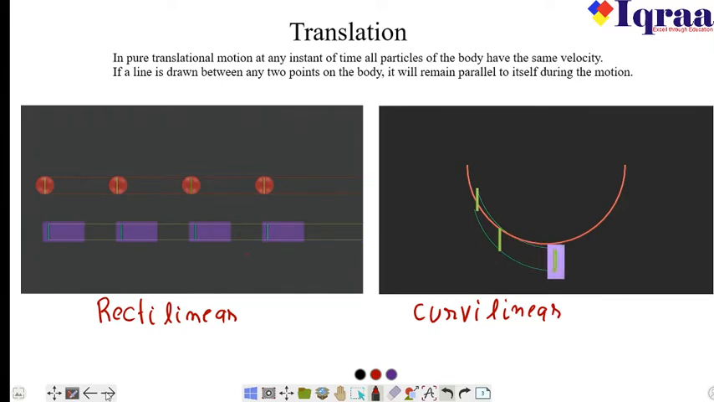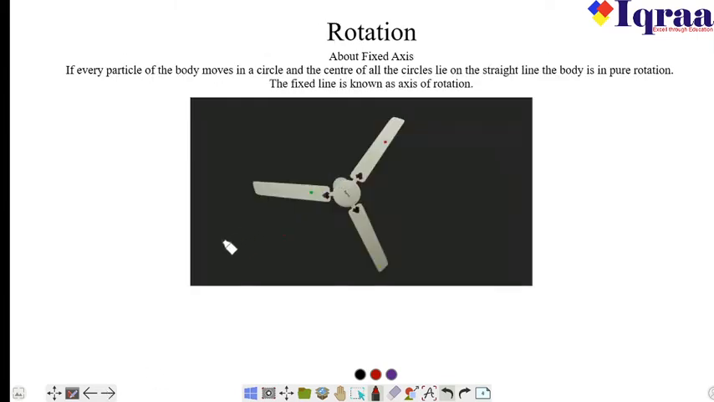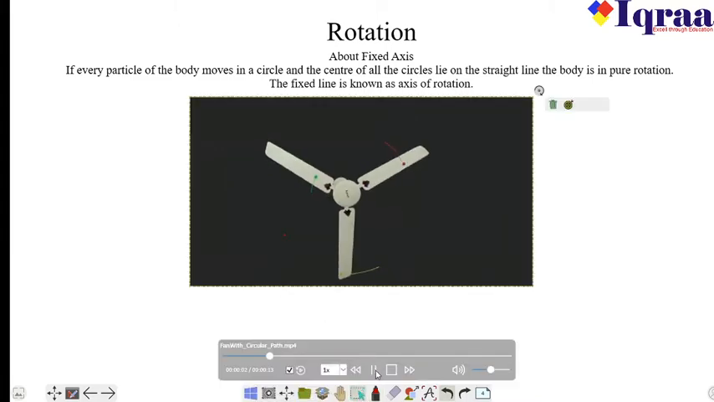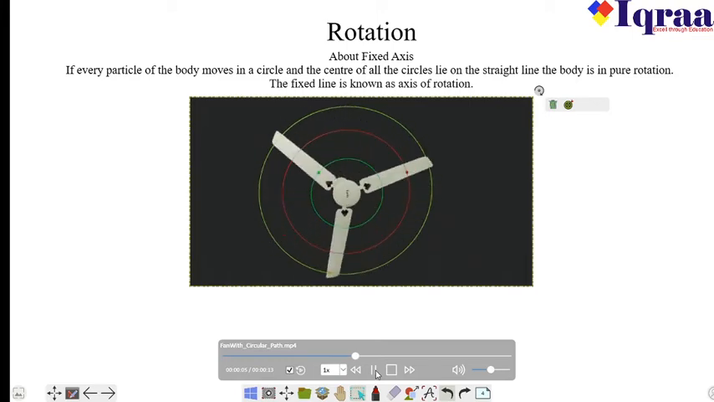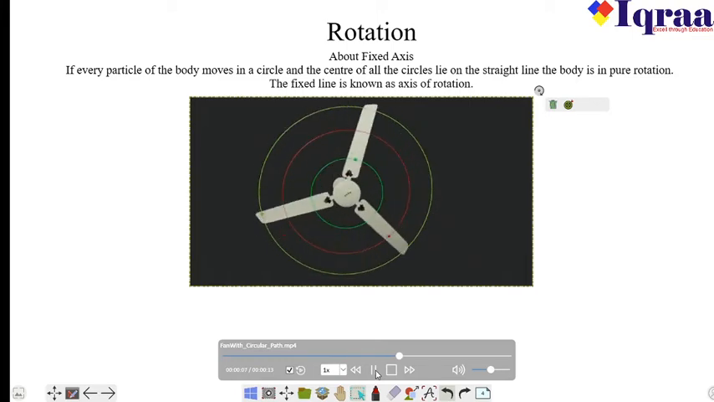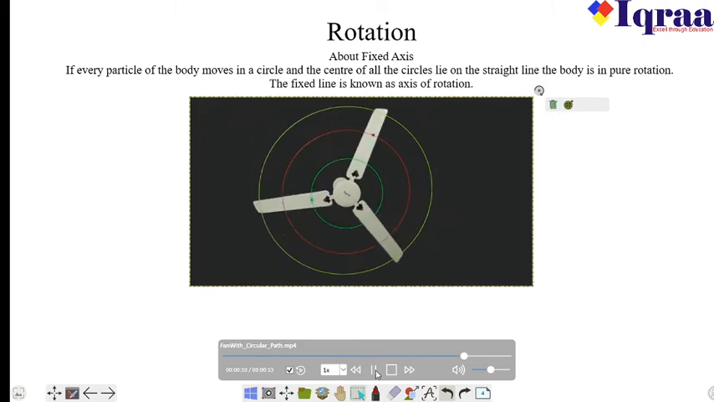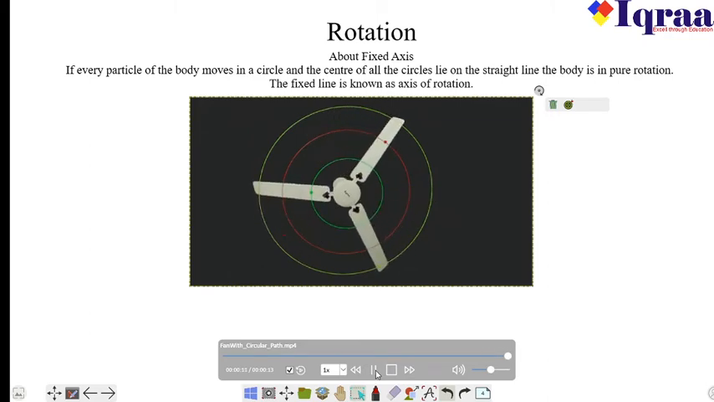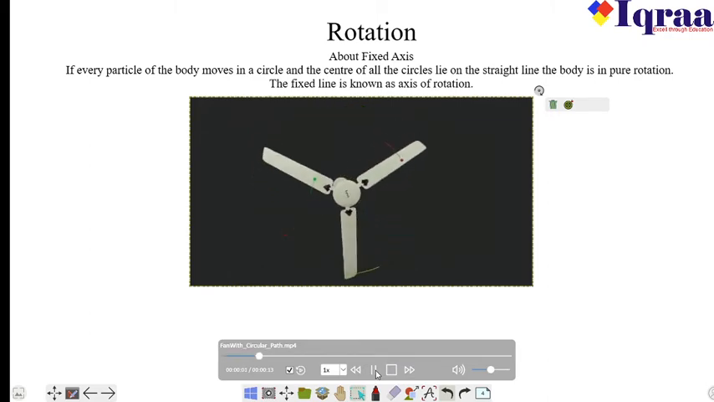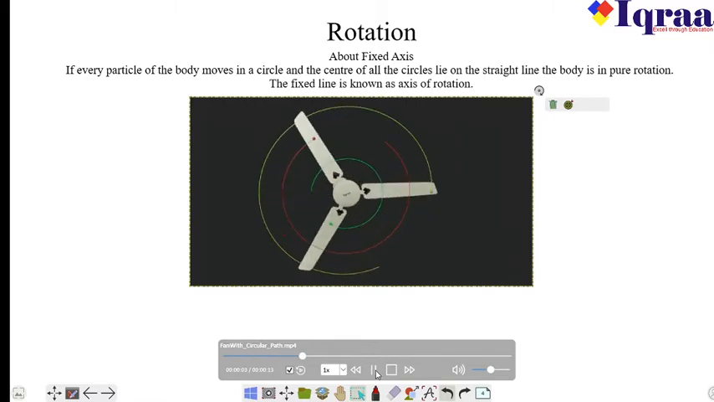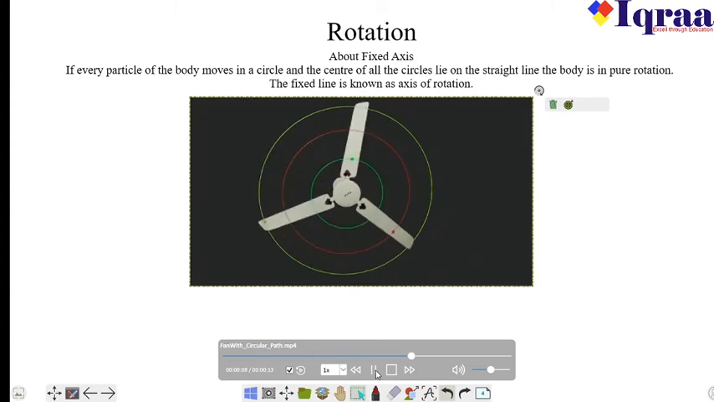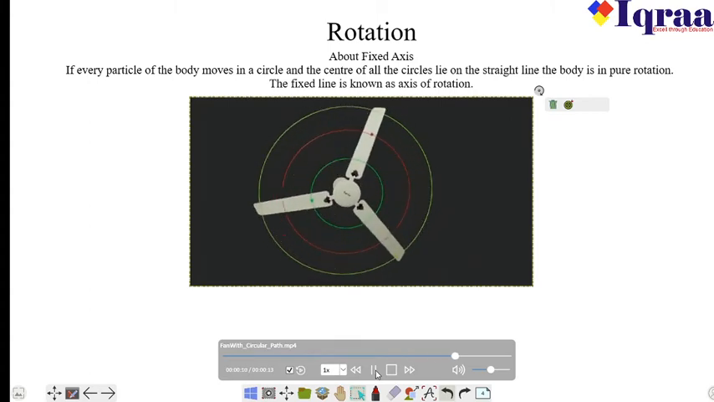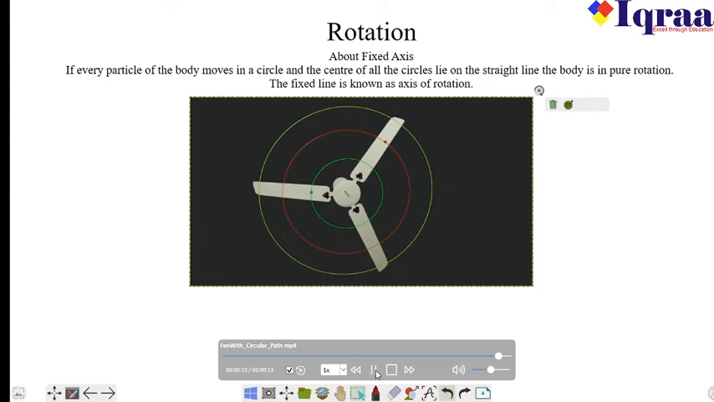Next is rotational motion. The simplest example of rotational motion that we see in our home, in our daily life, is the rotation of the fan. The rotation of a fan is an example of rotation about a fixed axis. Every particle on the body moves in a circle and the centers of all the circles lie on a straight line. The body is in pure rotation and this fixed line is known as the axis of rotation.